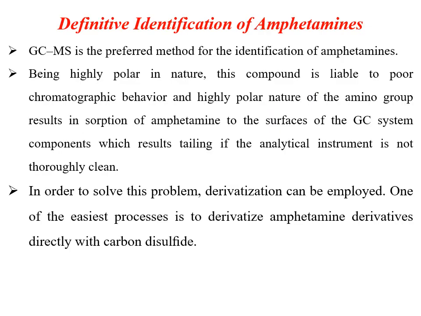After confirmation of the type of amphetamine present in the sample by using TLC, it is further identified by using gas chromatography mass spectrometry, and this GCMS is the preferred method for the identification of amphetamines. As amphetamines are highly polar in nature, these compounds are liable to poor chromatographic behavior. The highly polar nature of the amino group results in the sorption of amphetamine to the surfaces of the GC system.